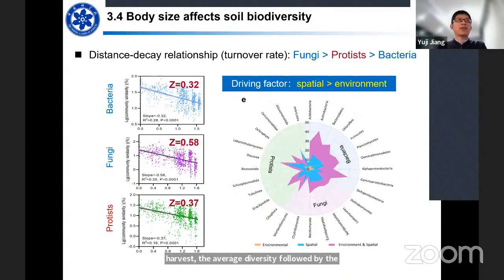We then calculated the distance-decay relationship. The results show that all three organism groups have significant distance-decay relationships, indicating that all of their community beta diversity decreased with the increasing spatial difference. And the spatial distance is a more important driving factor for organism community and the dominant phylum compared to the environment factors.